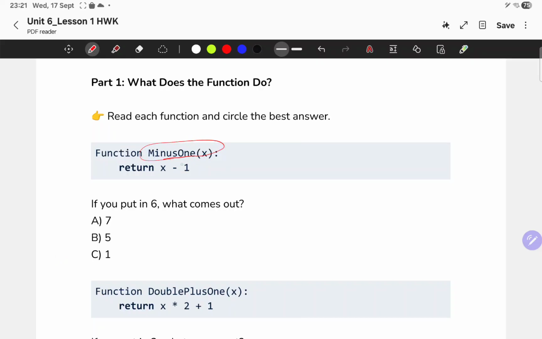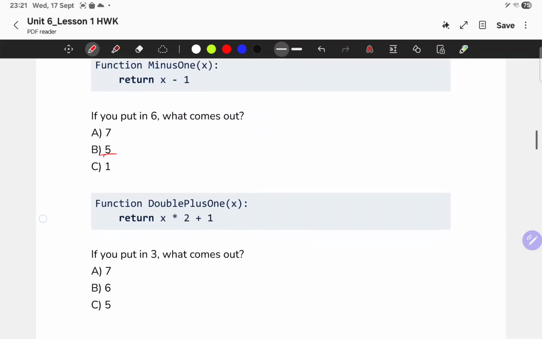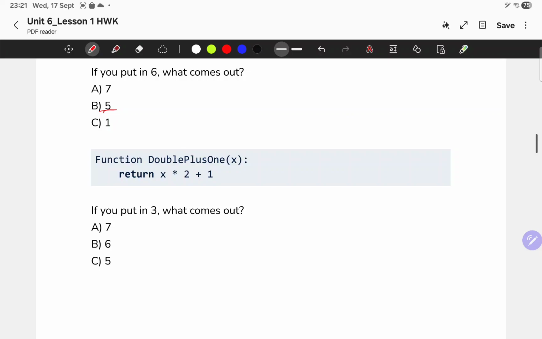So whatever number we put inside is going to be x. Therefore, x minus 1 will be whatever the number is we put in, minus 1. And in this case, we put in 6. Therefore, the answer is, yes, you guessed it, 5. Good. Here we go again.